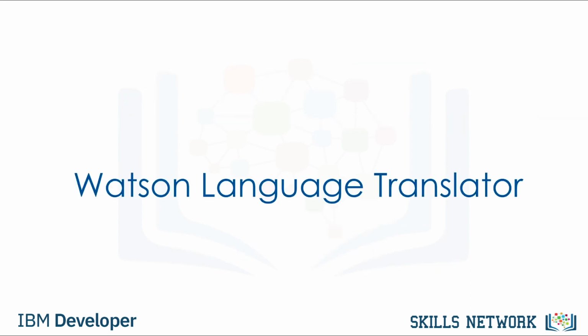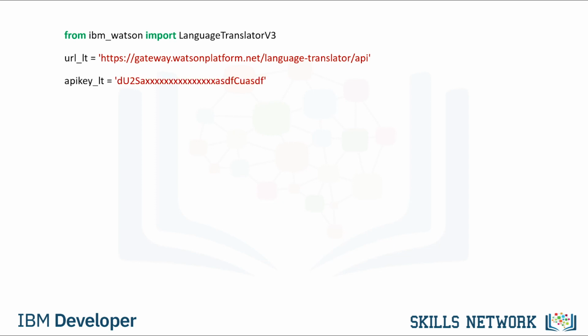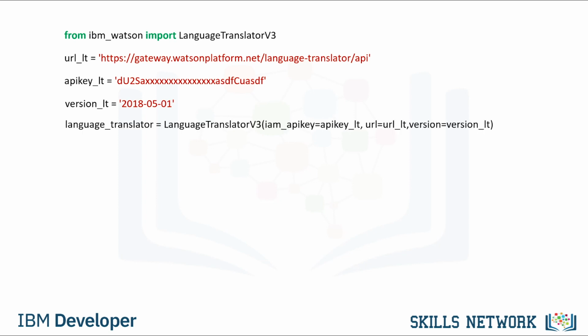Now let's see how to translate the text using the Watson Language Translator. First, we import Language Translator v3 from ibm_watson. We assign the service endpoint to the variable URL_LT. You can obtain the service in the lab instructions. You require an API key. See the lab instructions on how to obtain the API key. This API request requires the date of the version. See the documentation. We create a language translator object, language_translator.